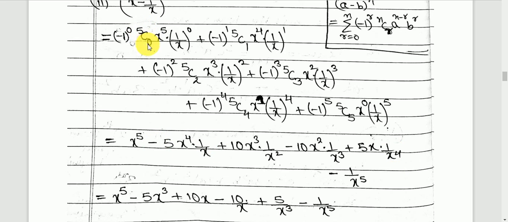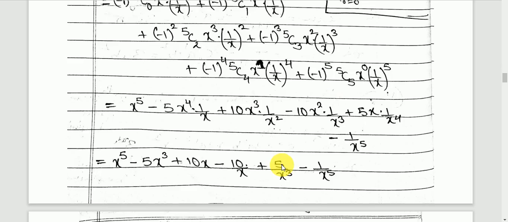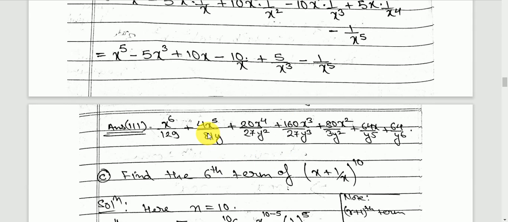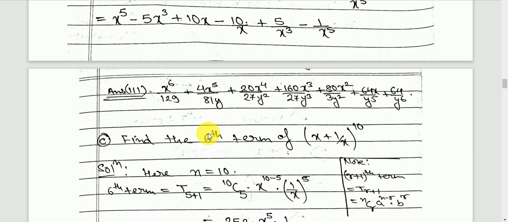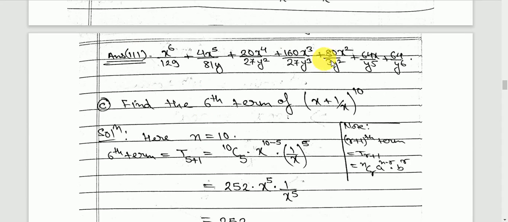5c0 will be 1, 5c1 will be 5, 5c2 will be 10. You can use a calculator. 5c3 will be 10, 5c4 will be 5, and 5c5 is 1. So you can simplify this. And the third one is left as homework for you. The answer is given here.